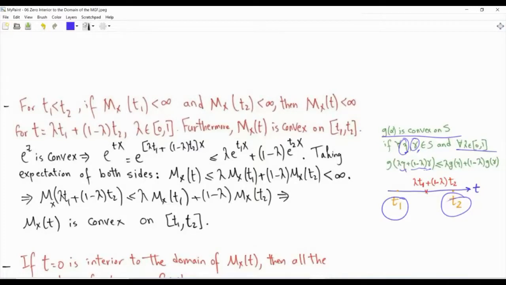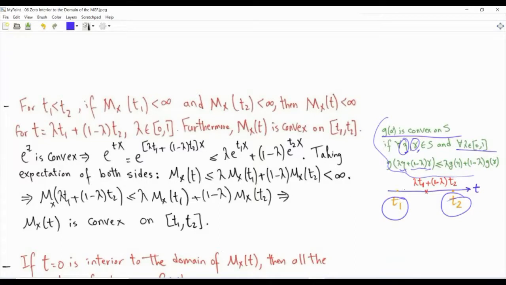And if your function is twice differentiable, then you can check for convexity by computing the second derivative and checking whether the second derivative is greater than or equal to 0. If on S the second derivative is greater than or equal to 0, then the function is convex. But the definition of convexity does not require differentiability. Basically, this is the main definition of convexity.